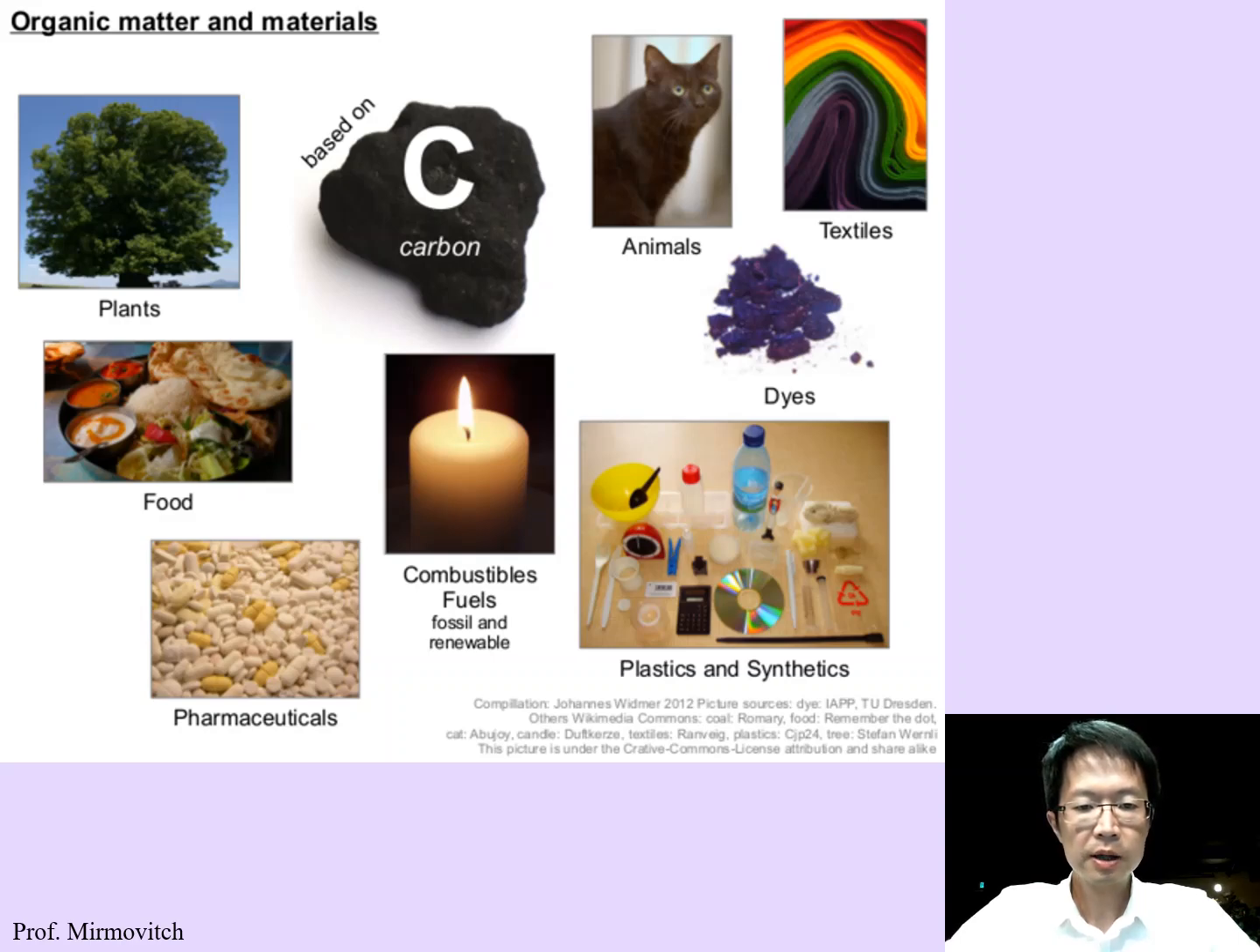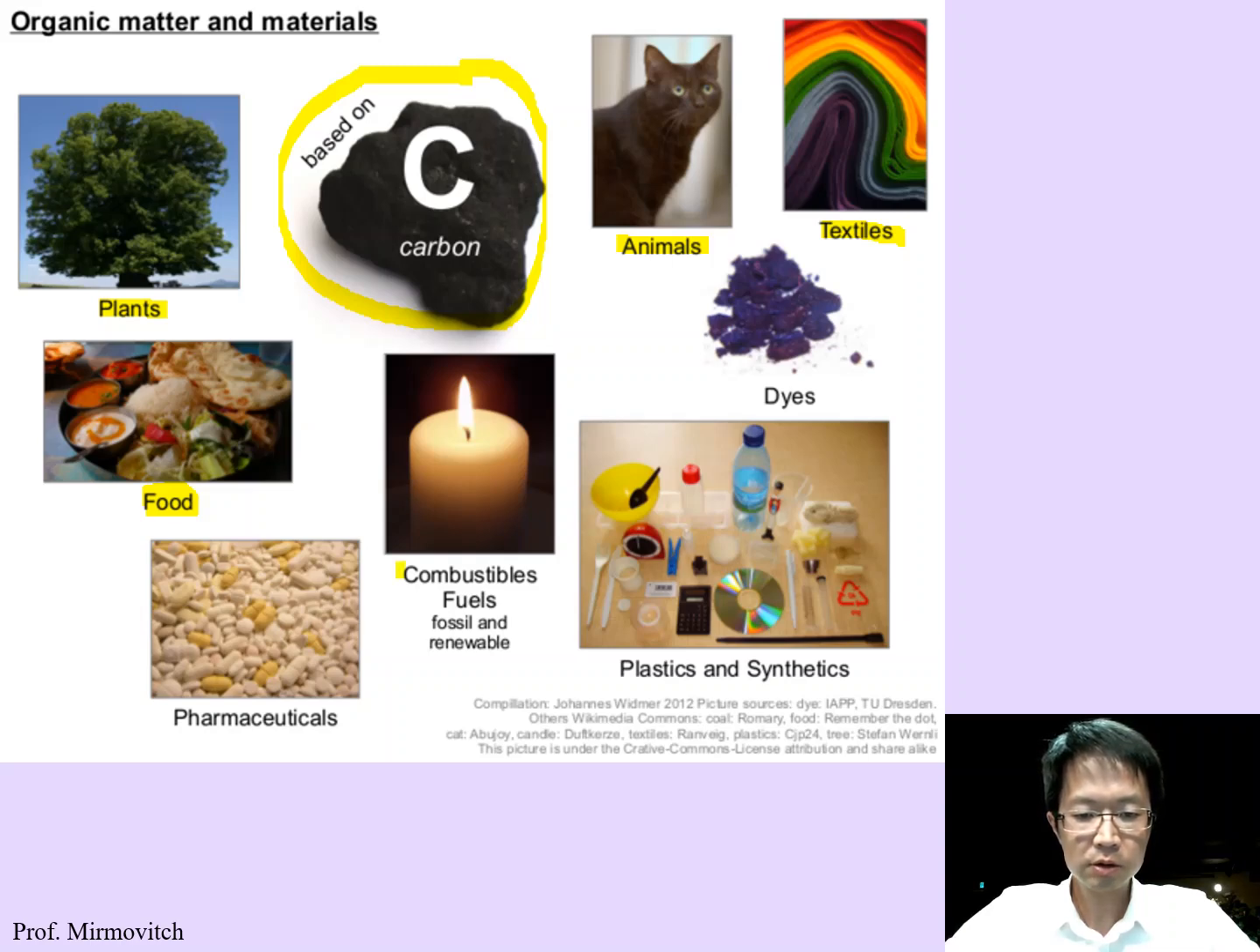So organic matter and material, as you can see in this picture, all of these here are organic. Plants are organic because they are based on carbon. But this one is not always organic. It may or may not be organic, depending on whether it has a hydrogen atom. Animals, like human beings. Okay, textiles. Textiles are from plants, of course.